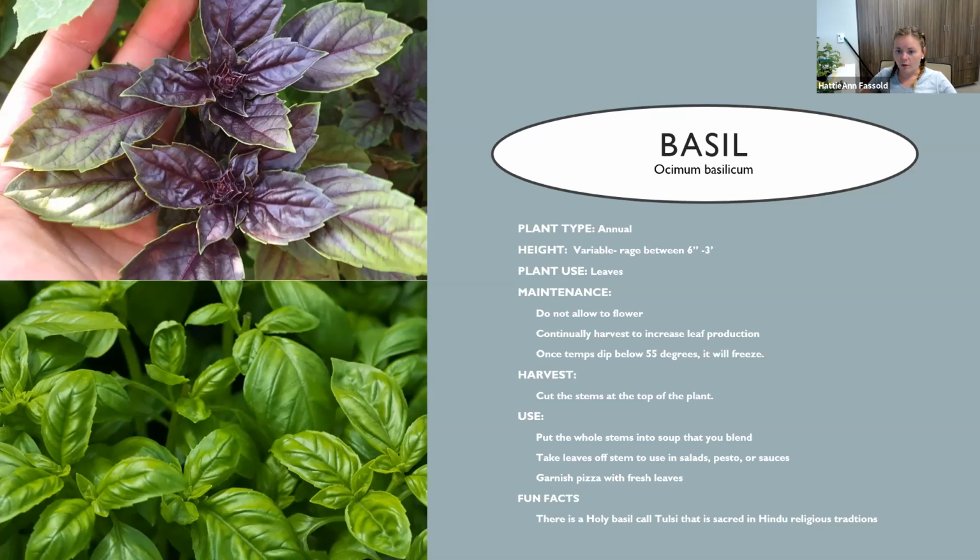Some things about basil. It is an annual, so it won't come back year to year. As far as maintenance goes, these ones can flower, especially when it starts to get hot. So you don't want to let it flower. You always want to cut that flower off. Continuous harvesting will help increase the leaf production. And then another thing about basil is it's really tender. So once your temperatures go below 55 degrees or colder, they will get shocked a little bit.